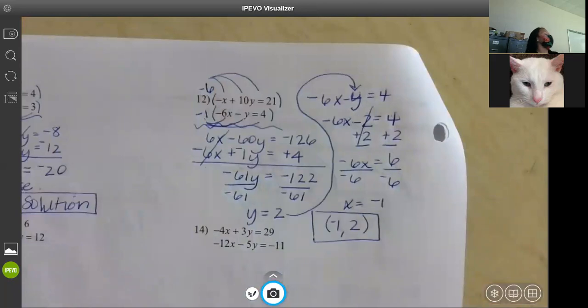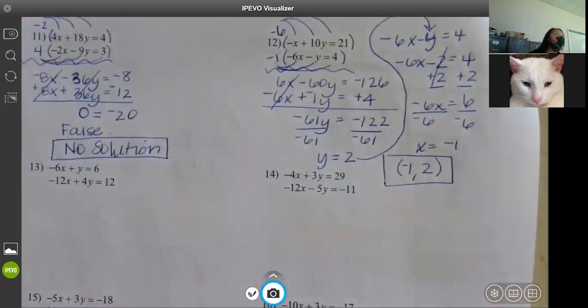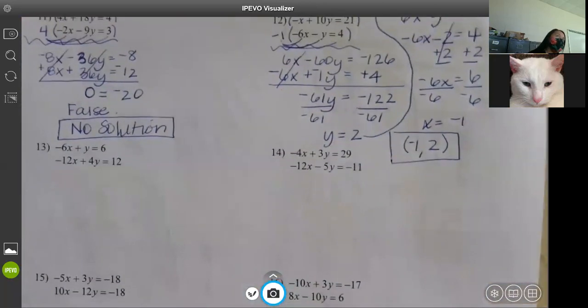So again, the only new thing that we're doing today is the very beginning multiplication. That's it. Okay, so that's the only new thing. Everything else is exactly what we've been doing this entire time. All right, look at number 13. Try to keep these up there so you guys can see them.